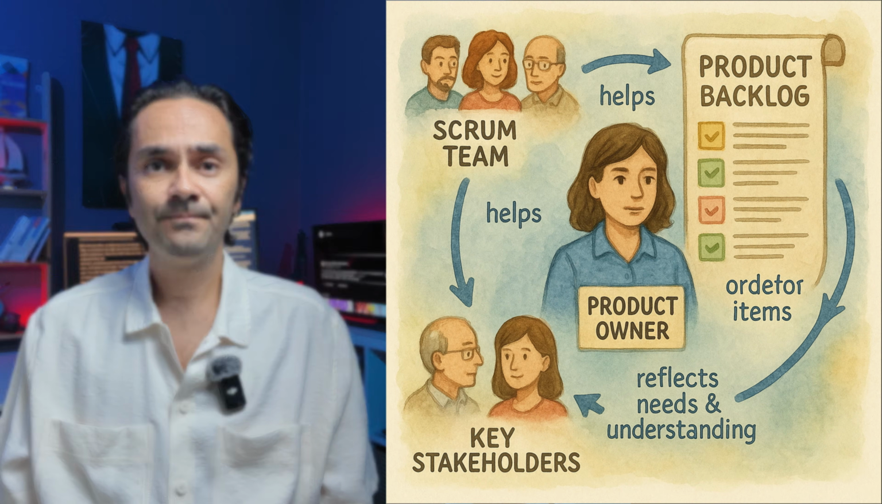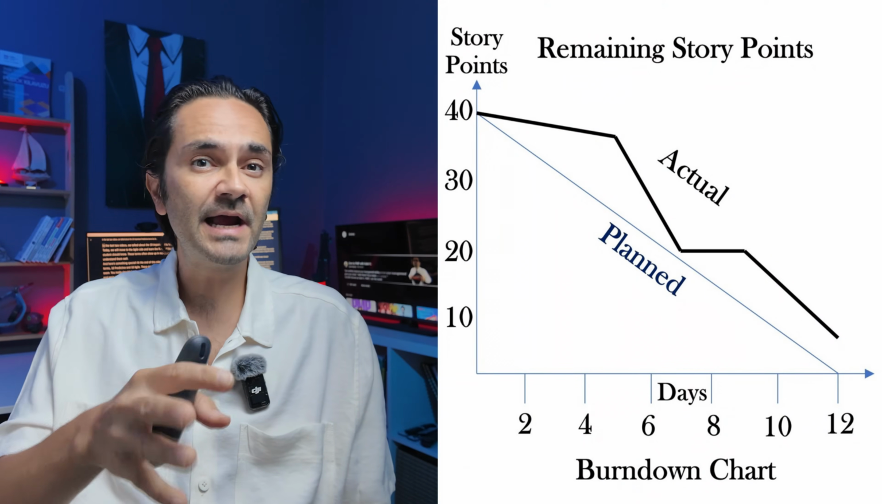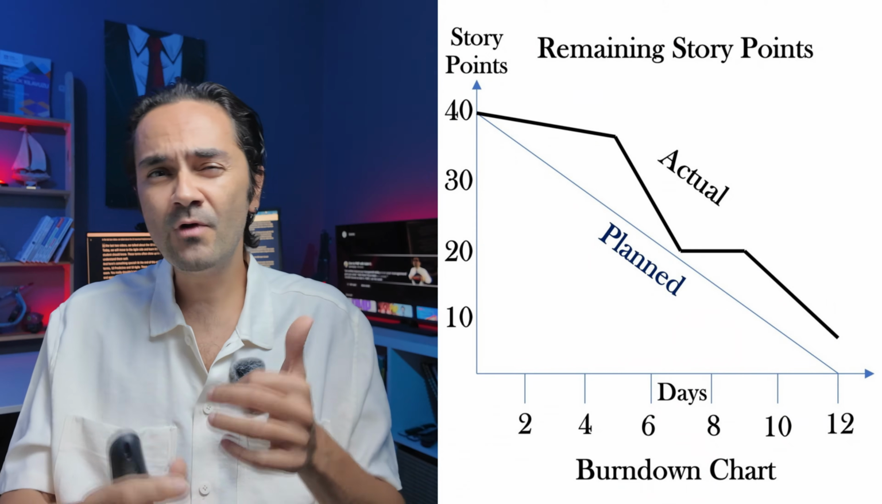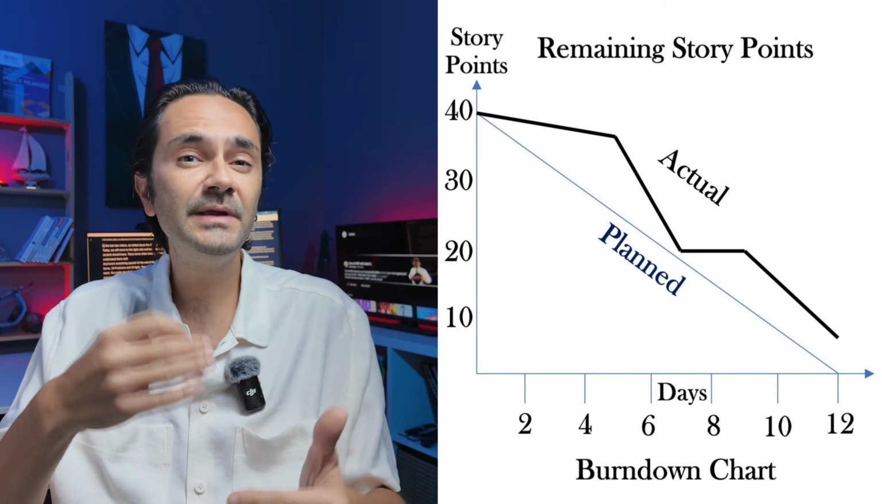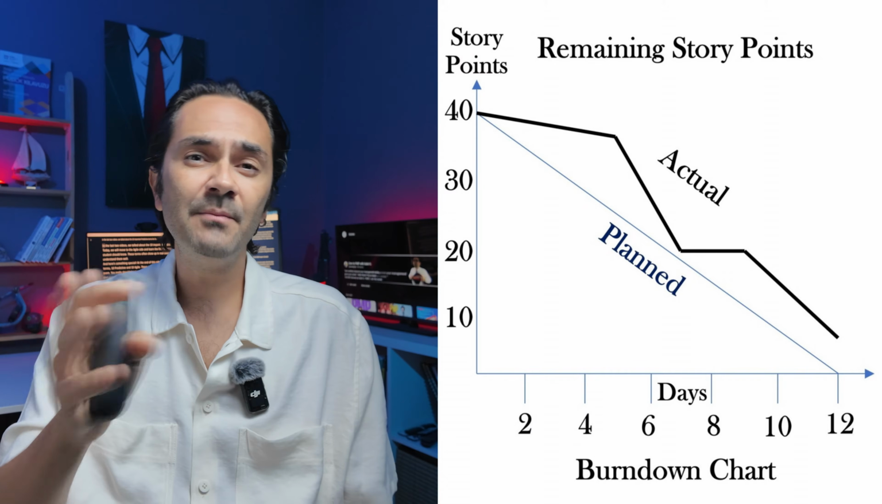Now, here's the third Agile term: the Burndown chart. A burndown chart is simply a graph that shows how much work remains in a time period or project over time. We can use it to track the team's progress and see whether they are on schedule to complete all planned work before the time period ends.